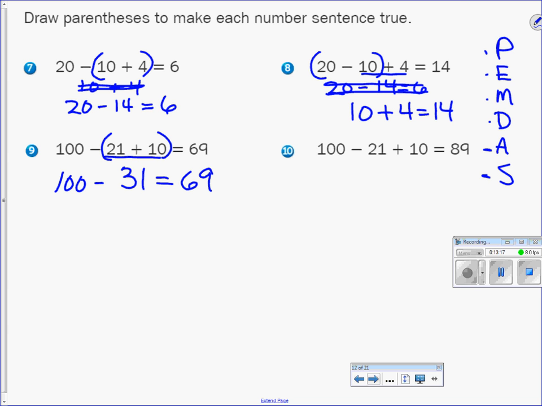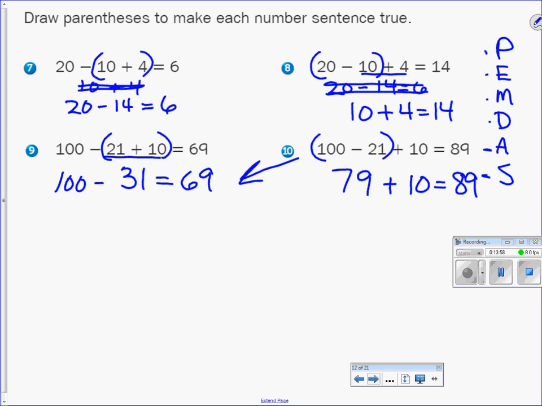All right, on the next one, 100 minus 21 plus 10 equals 89. All right, in order to make that true, I already did the one over here that makes 69. So if I go back to this problem here and say, okay, well, I know my parentheses must be 100 minus 21. I don't know why I'm having so much trouble with this one. 100 minus 21 would give me 79, and 79 plus 10 would give me 89.